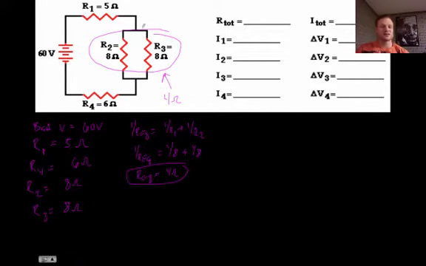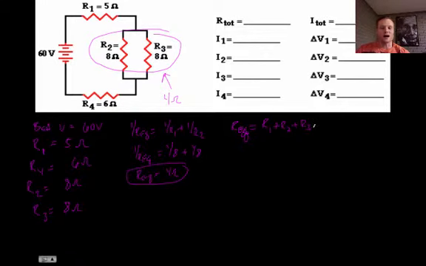And now instead of having this portion being parallel, this is now actually a series circuit. I have a 5 ohm resistor, a 4 ohm resistor, and then a 6 ohm resistor. So now I can figure out the entire resistance of this whole circuit. The way I do that is by using the formula for a series circuit, where R equivalent is equal to R1 plus R2 plus R3.